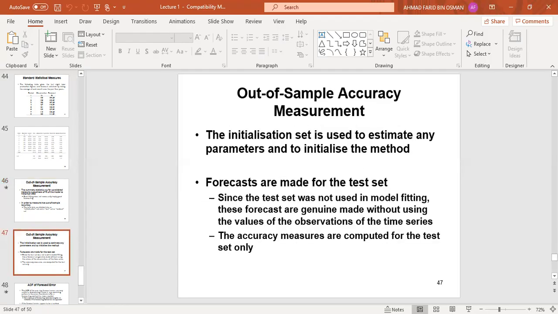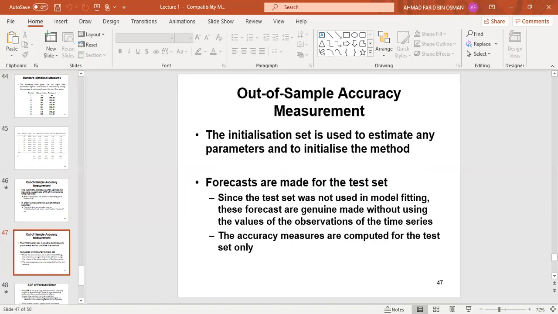So the initialization set is used to estimate any parameters and to initialize the method. Forecasts are made for the test set. The test set, the out-of-sample data, is the set of data that we keep to evaluate the out-of-sample forecast. Since the test set was not used in the model fitting, these forecasts are genuine, made without using the observations of the time series. The accuracy measures are computed for the test set only.